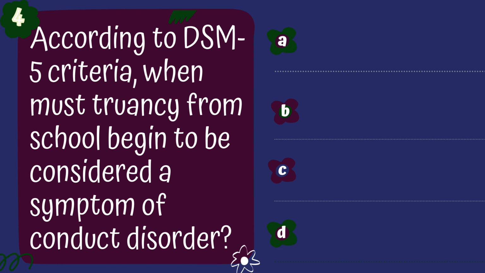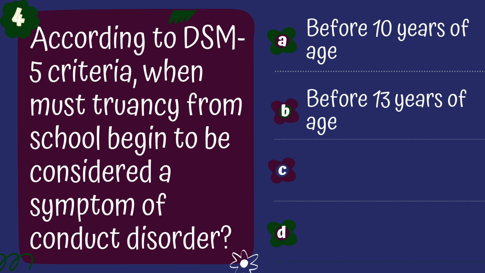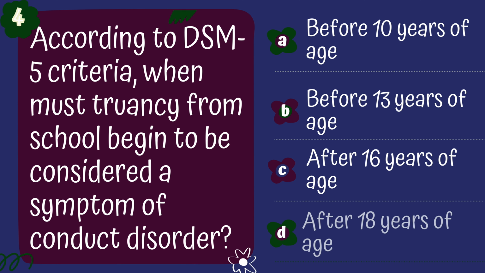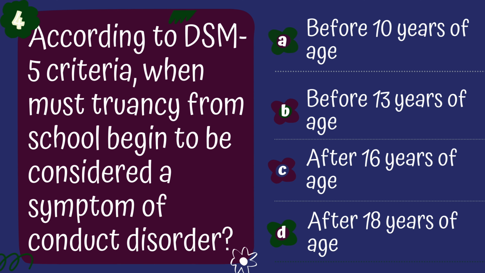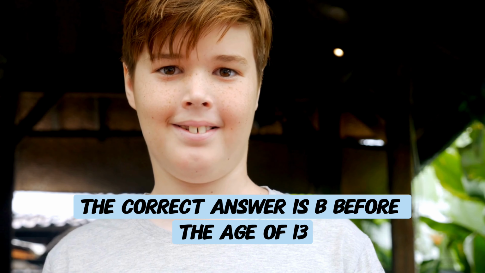Question 4. According to the DSM-5 criteria, when must truancy from school begin to be considered a symptom of conduct disorder? A, before 10 years of age, B, before 13 years of age, C, after 16 years of age, or D, after 18 years of age? The correct answer is B, before the age of 13.